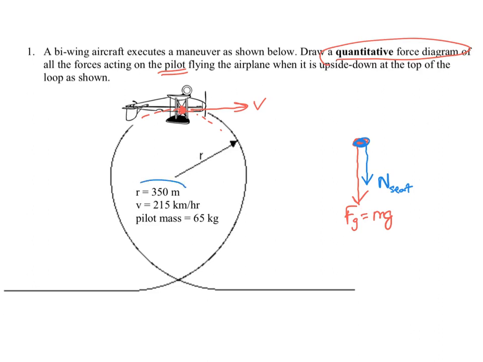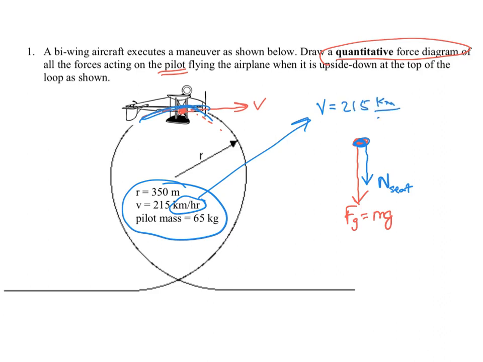So I've got some information here. I've got the pilot's mass, the speed of the pilot, and the radius of the circle that he's in at this instant as he's up here. You'll notice the speed is given in kilometers per hour, so you're going to have to convert the velocity from 215 kilometers per hour into meters per second. I'm going to let you do that. There are a couple of conversions we need to make: from hours to seconds, and kilometers into meters.